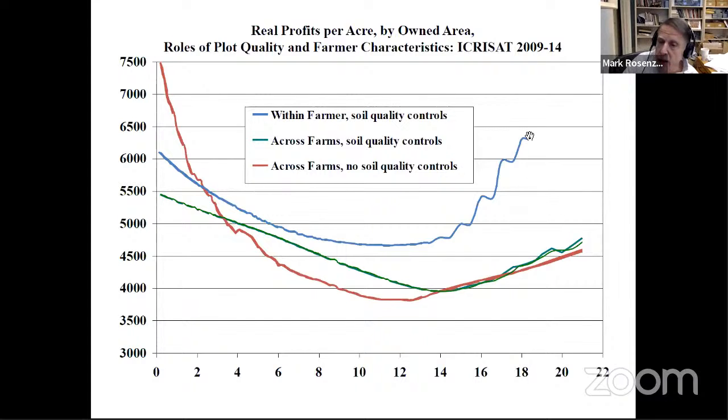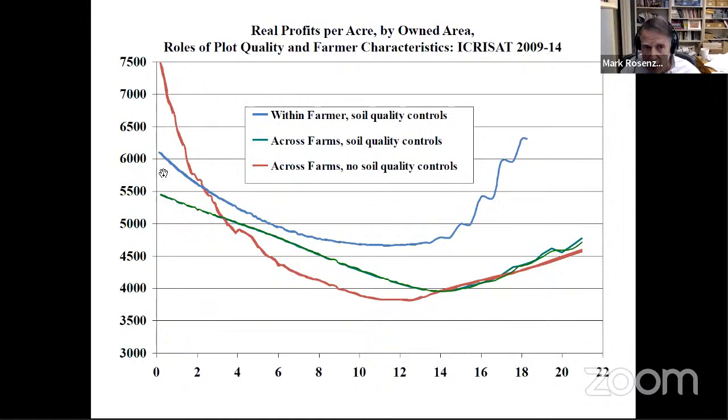Now the blue line exploits differences across the scale of plots for the same farmer. So this is the relationship between profits per acre and the scale of plots within a farmer. This means it's farmer fixed effects, so there's no relationship between the size of the plots and the amount of resources the farmer has at his command, the amount he could borrow, or the farmer's ability.